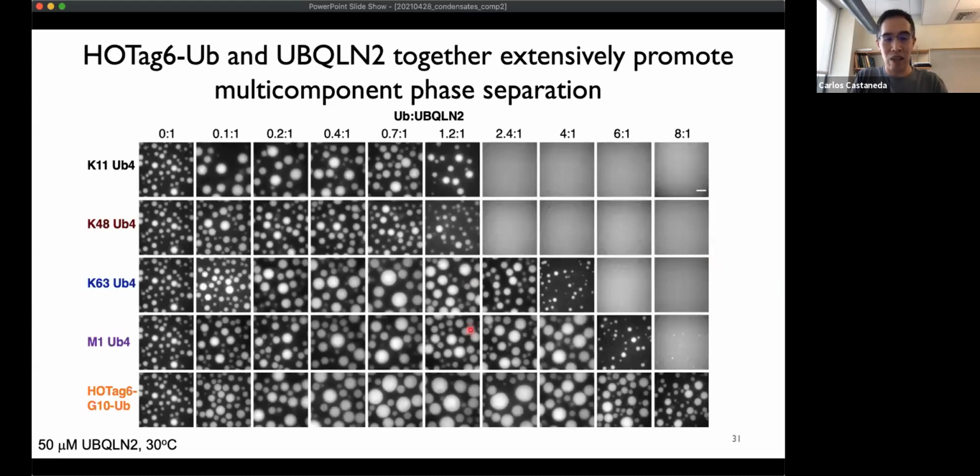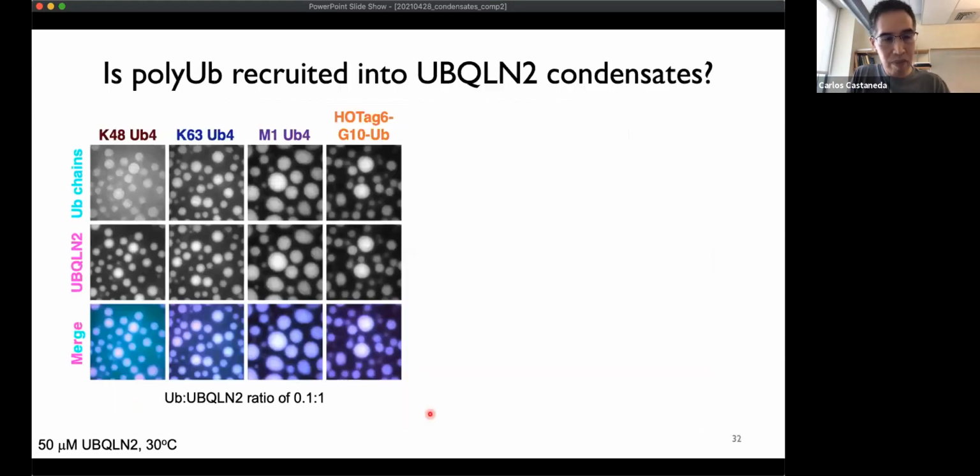You can see this again reflected here, whereby as we increase the hot tag protein here, we titrate in more and more, you can see that the regime over which we're seeing these droplets extends to a far greater range. You also see that these droplets are getting larger. I think a lot of this has to do with where we are in the phase diagram of these different plots, and I'll be happy to talk about that afterwards.